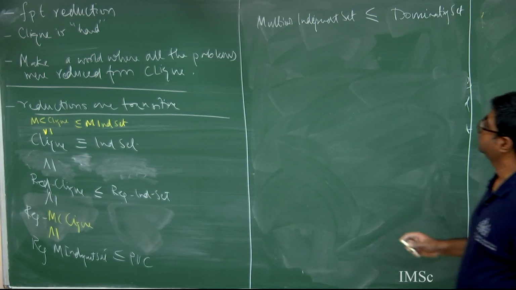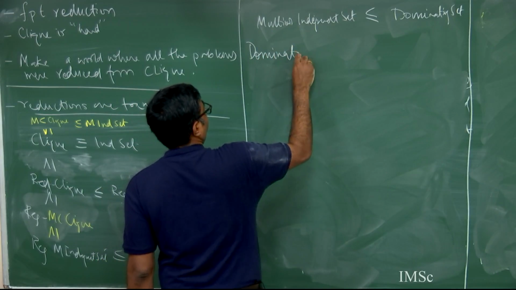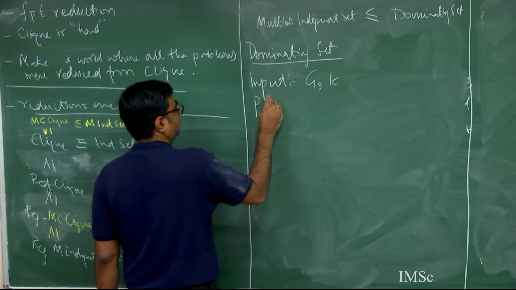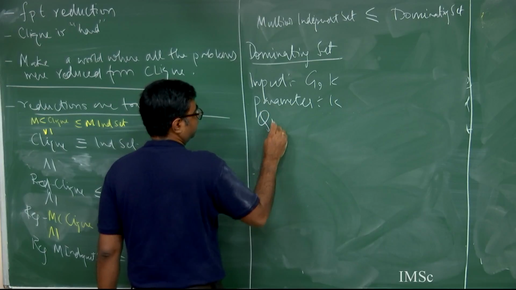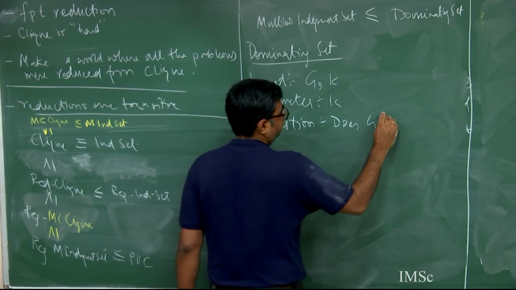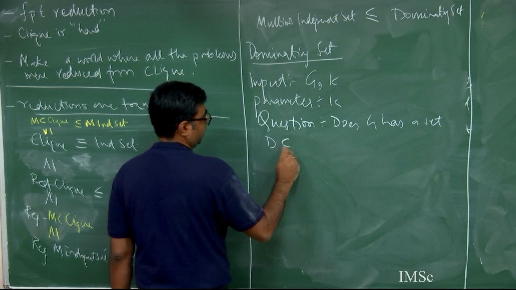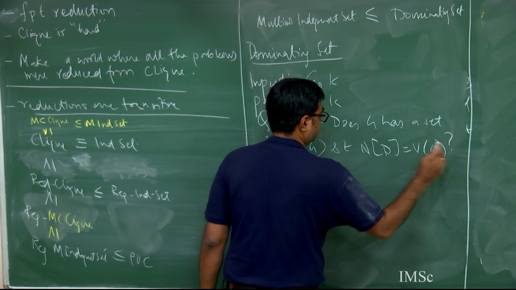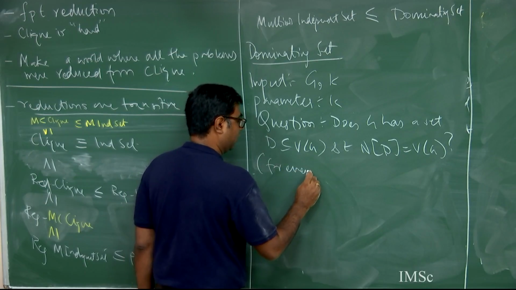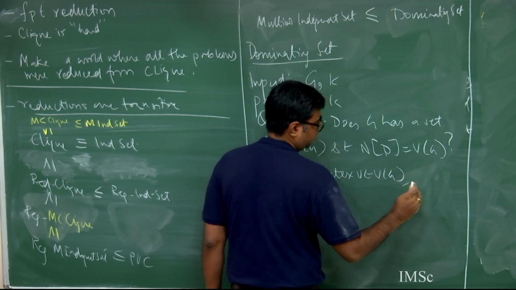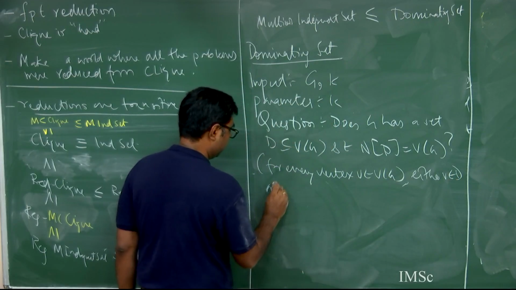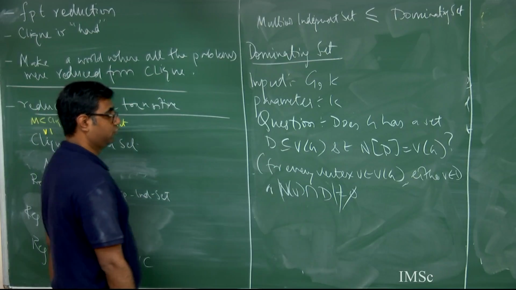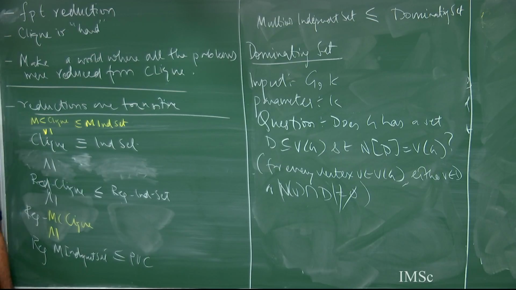But let us first define what the dominating set problem is. The dominating set problem: the input is G, K, the parameter is K, and the question is whether G has a set D, a subset of V(G), such that the closed neighborhood of D is equal to V(G). That is, for every vertex V in V(G), either V is in D or the neighborhood of V intersection D is not equal to the empty set. That's it. So either you have a vertex inside the dominating set or a vertex neighboring the dominating set.